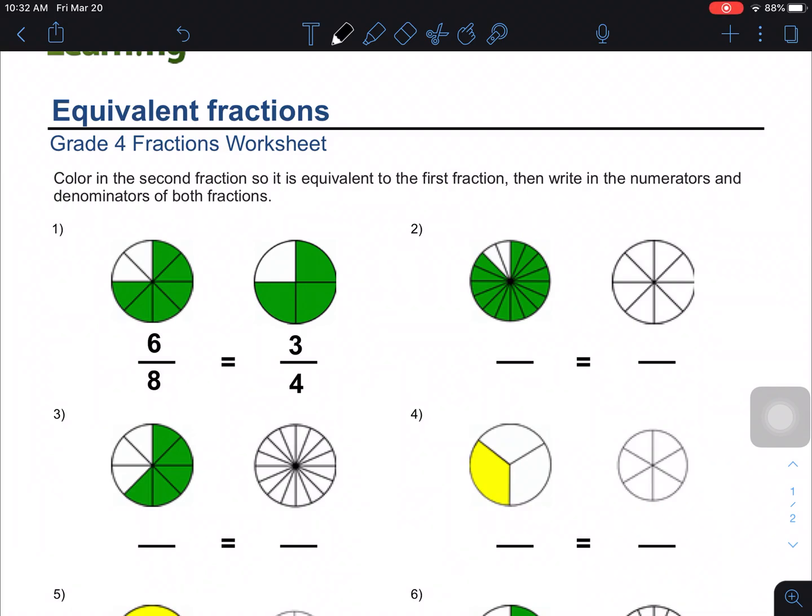Welcome to today's lesson. Today we are going to be talking about fractions. Specifically, we are going to be talking about equivalent fractions.